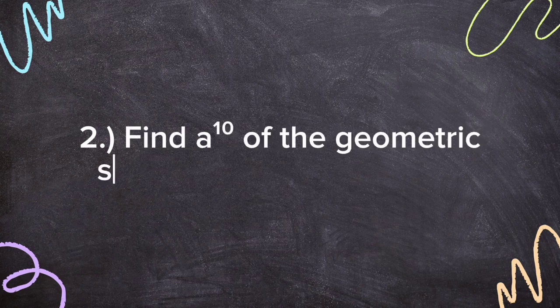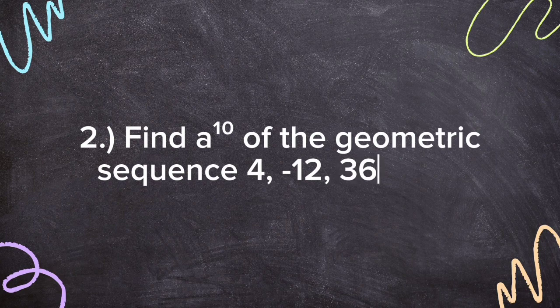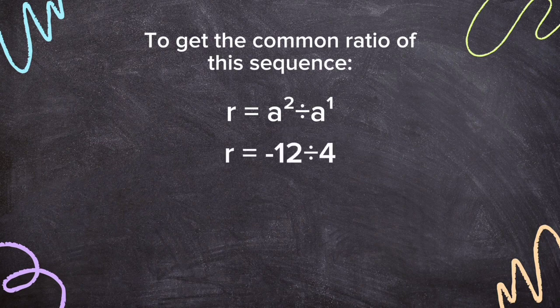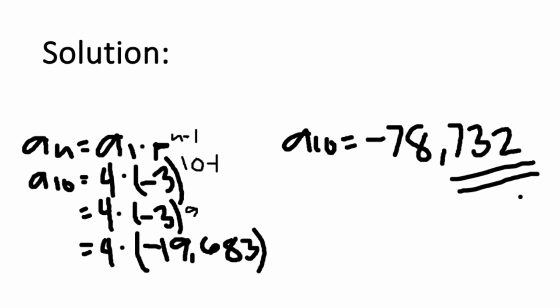The next problem is to find a10 of the geometric sequence 4, negative 12, 36, and negative 108. Again, unang-una, kukunin na muna po natin ang common ratio ng sequence na ito, which is yung formula ay r equals the second term divided by the first term. Negative 12 divided by 4 is negative 3. So the common ratio of this sequence is negative 3. So let's proceed to the solution.